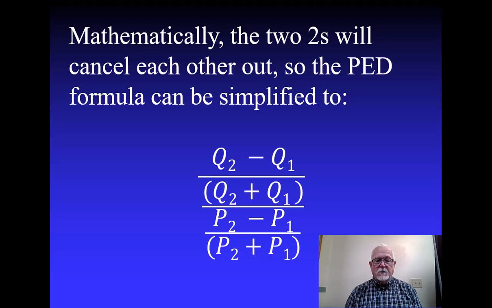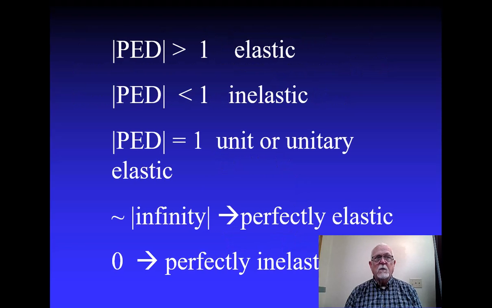Now, some terminology. It's going to be important that you know the terminology. We know with the law of demand the value is going to be negative, but we want to look at the magnitude of the numbers, not counting the negative sign. So if the absolute value of the price elasticity of demand is greater than 1, we call that item elastic. If it's less than 1, it's inelastic. If it's exactly equal to 1, it's called unit or unitary elastic.